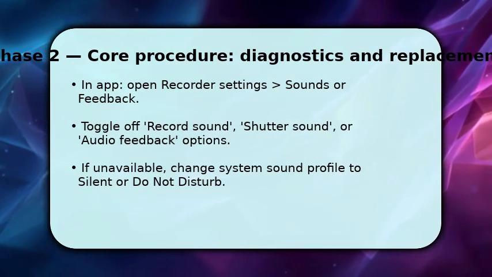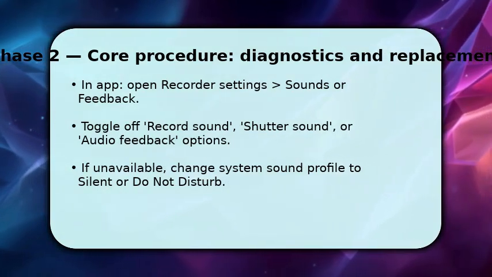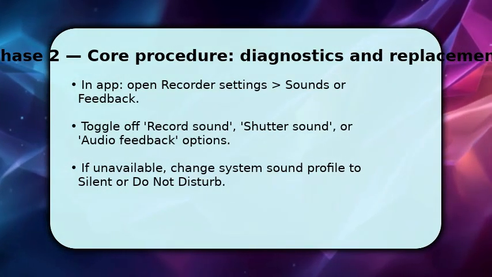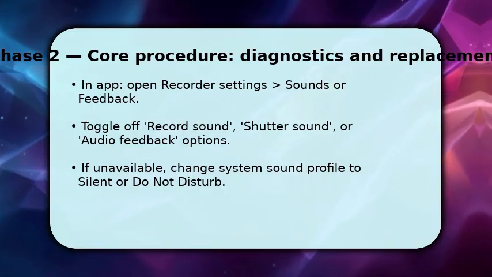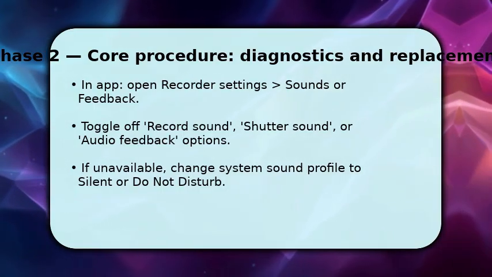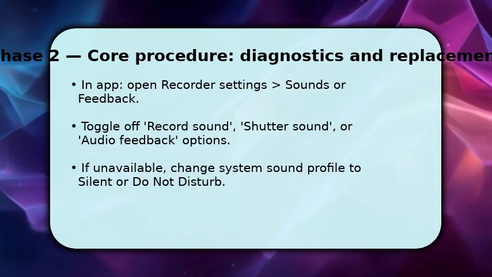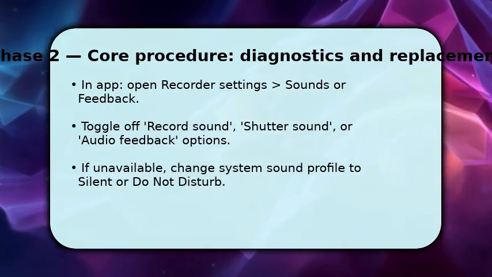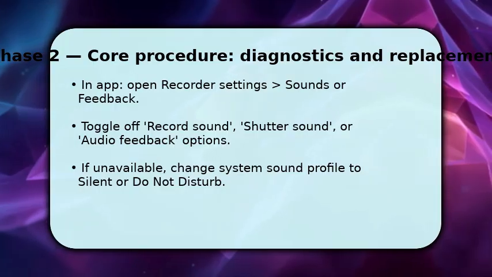Now focus on the recorder's internal audio cues. Open the Recorder app settings and locate sections labeled Sound, Feedback, or Audio. You'll toggle off options like Record Sound, Shutter Sound, or Audio Feedback. This stops in-app click or beep noises.